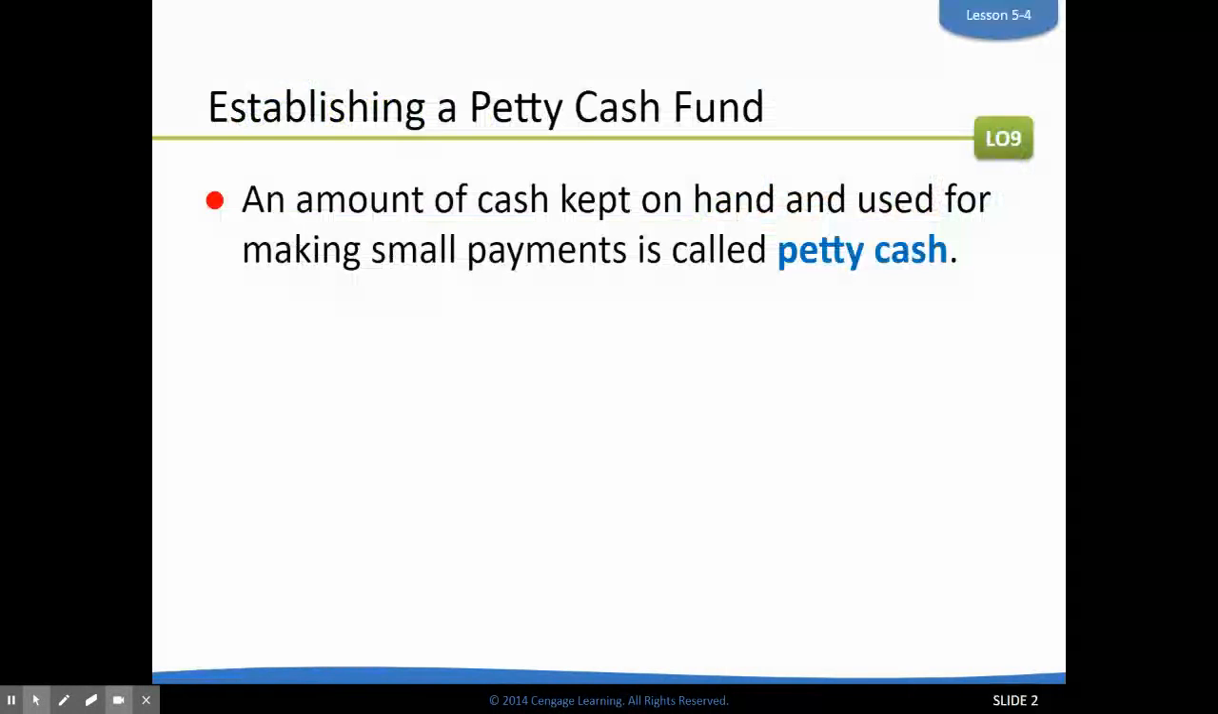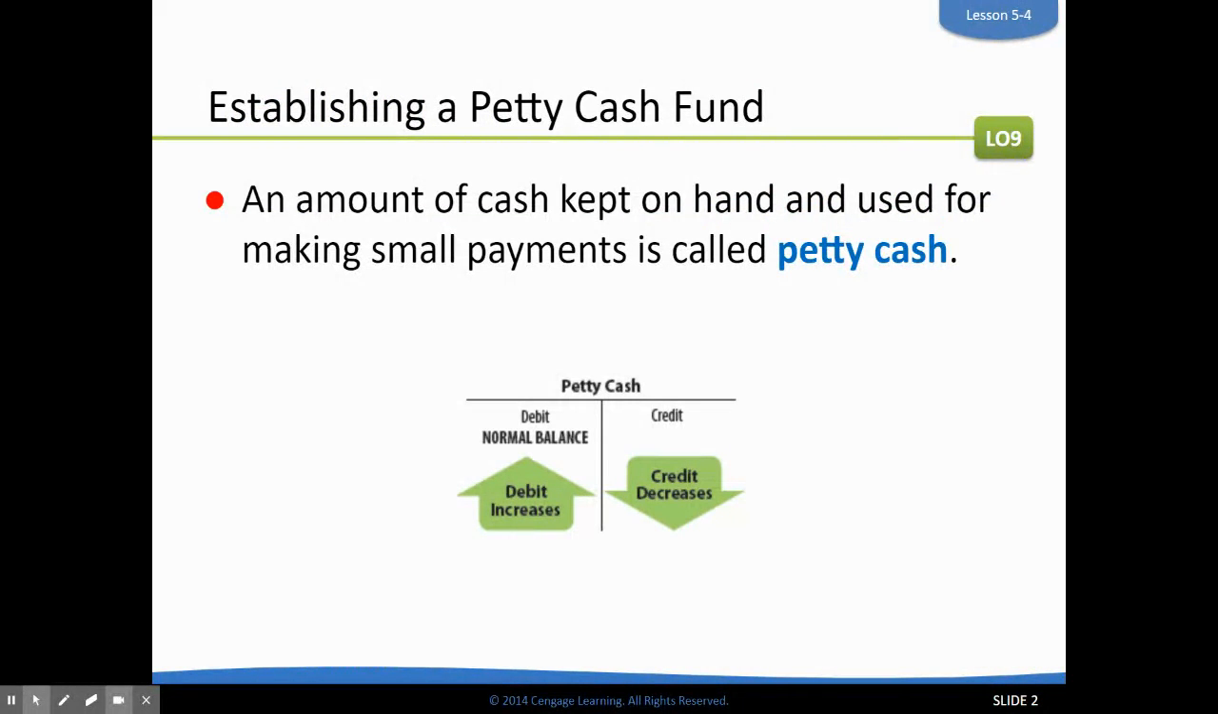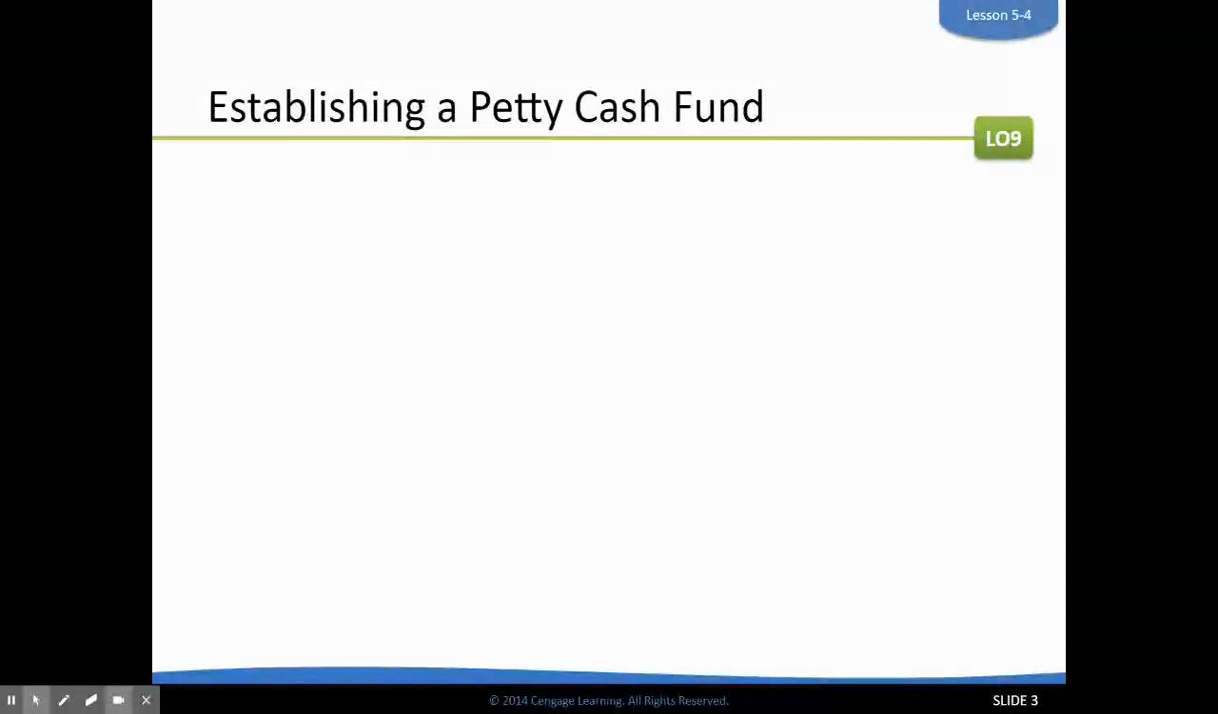So the amount of cash kept on hand and used for making small payments is called petty cash. Petty cash is a new account that we'll have, which is an asset that goes right under cash in your asset accounts when you're doing your chart of accounts, because it is very liquid. It's just like cash, right? So cash is first, petty cash is always second. It acts just like an asset account. We increase with the debit, we decrease with the credit. Our normal balance side is a debit.